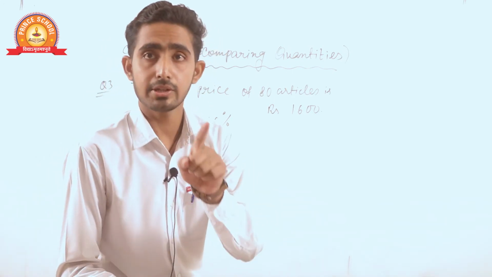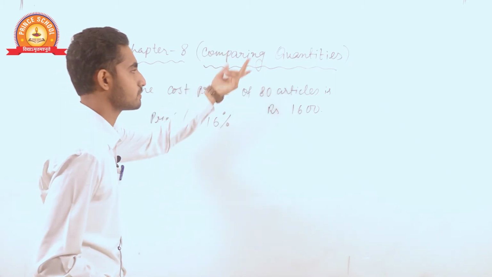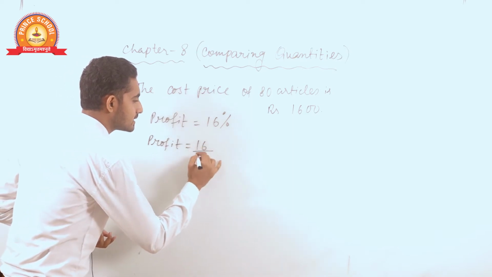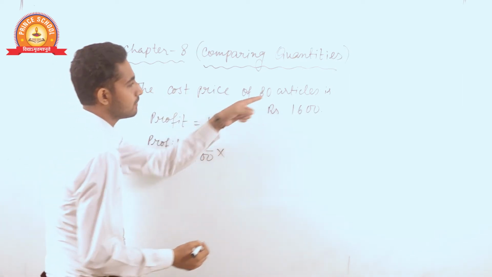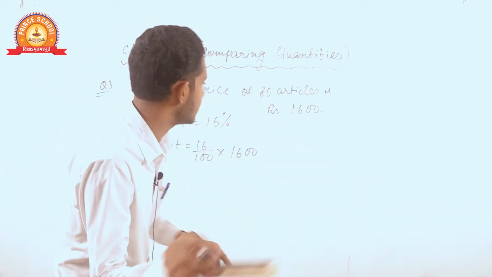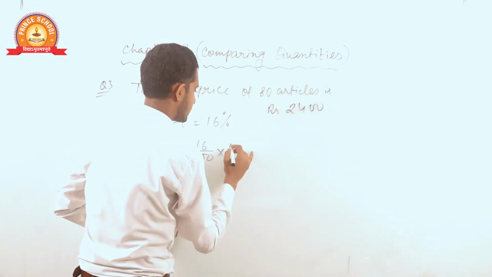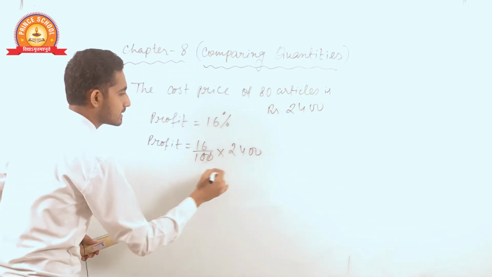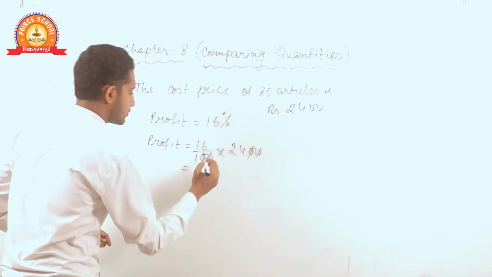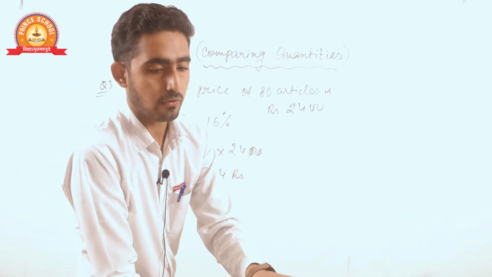So always remember, when you find profit, we always find profit with cost price. That means profit is equal to 16 upon 100 multiplied by, of means, 2400. Cancel out the zeros. So profit is equal to 384 rupees. That is the profit of 80 articles.